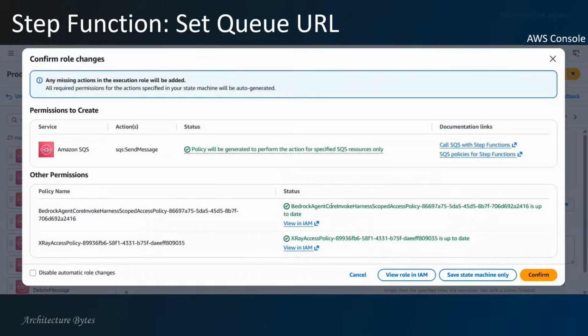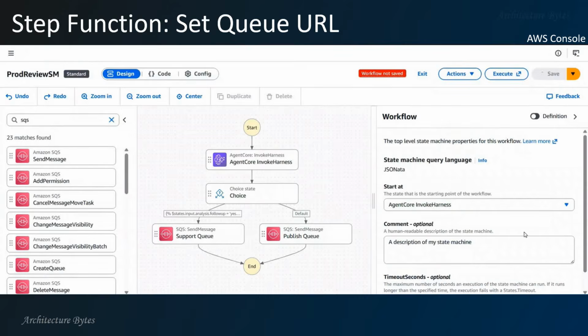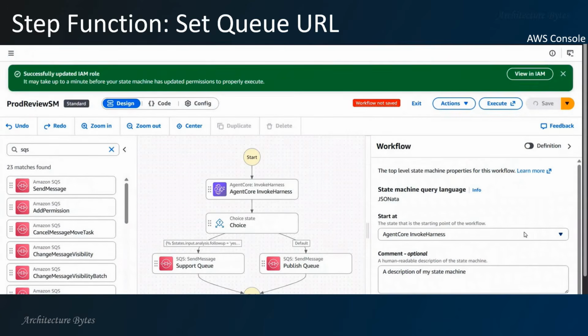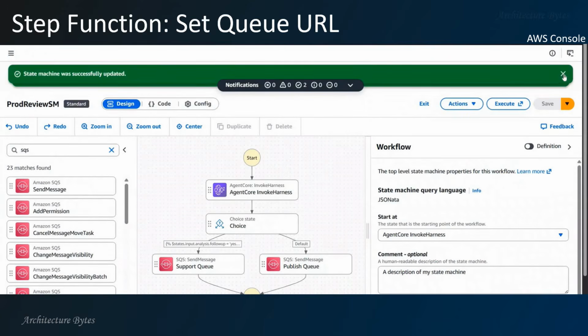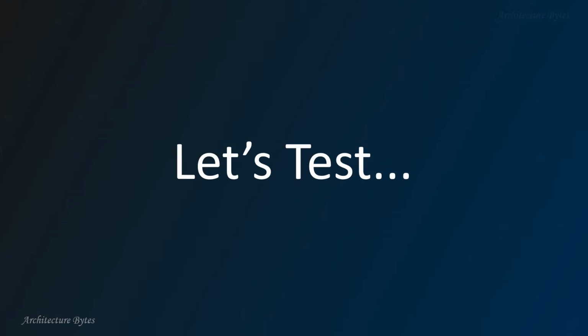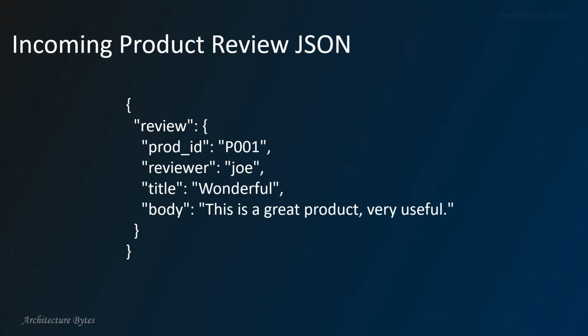All right. So I guess now we can successfully save this step function. All right. So confirm the role changes, review it quickly, and confirm. All right. And state machine was successfully updated. Here's an example of incoming product review JSON. It has product ID, reviewer name, title, and body. We will be using it to test our workflow.